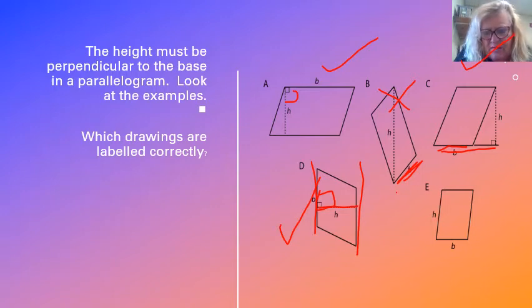And then E, they chose that as your base, but notice the height. Is that perpendicular? See that slanted? See it slanted from the base? That is not perpendicular.